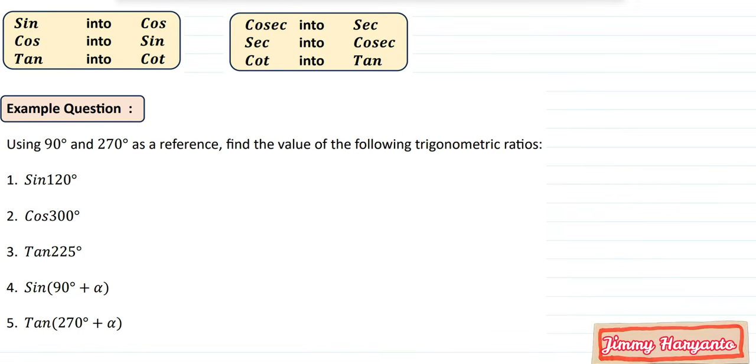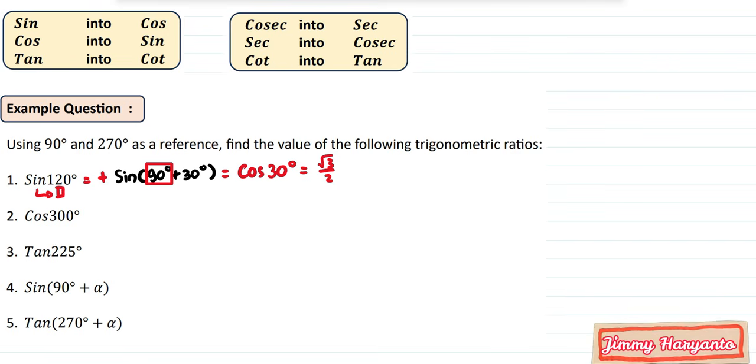Okay, so as usual, we need to determine the sign first. For sine 120 degree, the sign is positive because it's in the second quadrant. And then because we use 90 degree for this one, we have to change. Remember, this one is very complicated, guys. It means we have to change the sine into cos. It's cos 30 degree, and cos 30 degree is square root of 3 over 2.